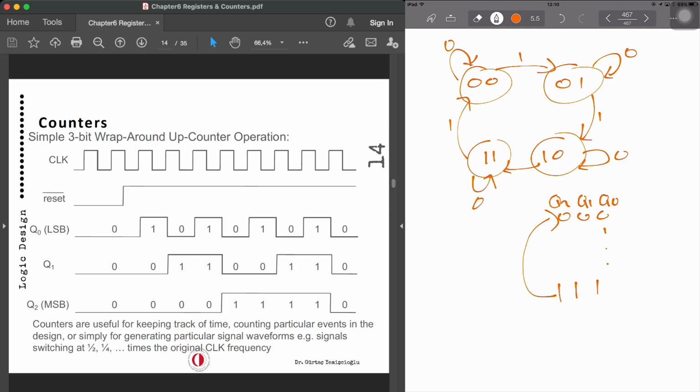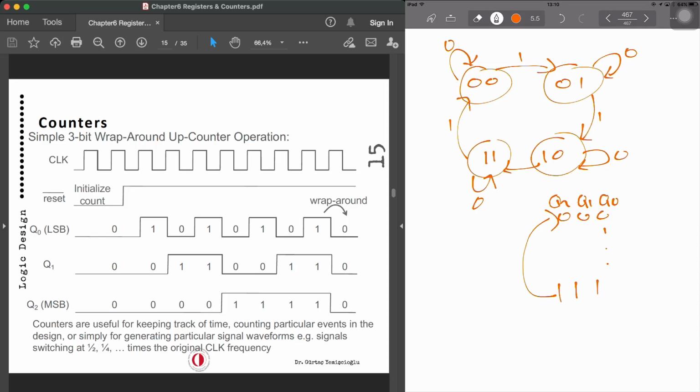It is 0, 0, 0 at the beginning because of the reset. On the next clock, then 0, 0, 1, 0, 1, 0, 0, 1, 1, 3, 4, 5, 6, 7, and then it returns back to 0 and starts again. We are actually using counters to track the time or count particular events, which you are going to see later in another course. As this is a wraparound, it goes back and starts again, and it counts up again.